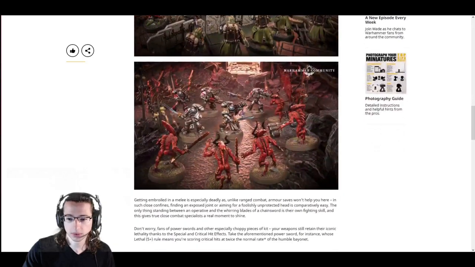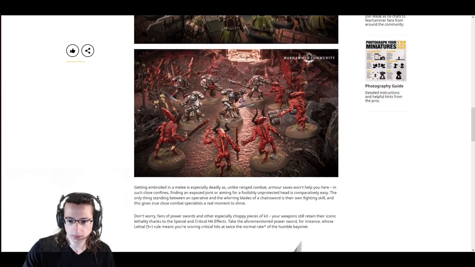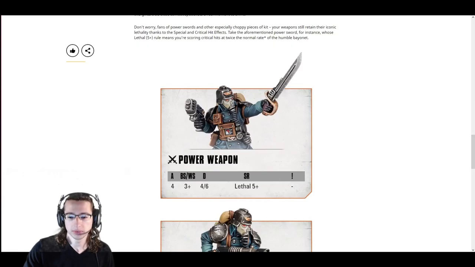We got a picture of some Grey Knights and some demons. That's cool. So here they're gonna show off some characteristics for the weapons. It just says power weapon, which is interesting that it's not labeled as power sword. So here it says 4 attacks, 3 at ballistic skill, damage 4 and 6. So on crits, you're going to be doing 6 damage. And then SR, which I assume stands for special rule, it says lethal 5 up.